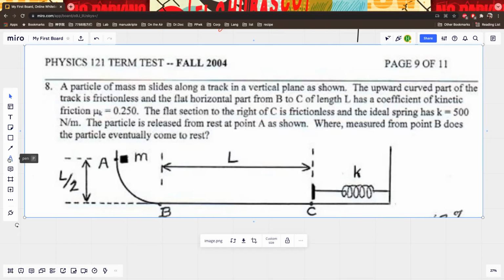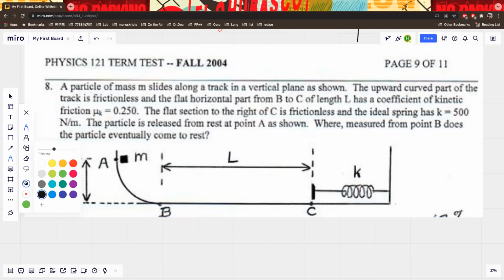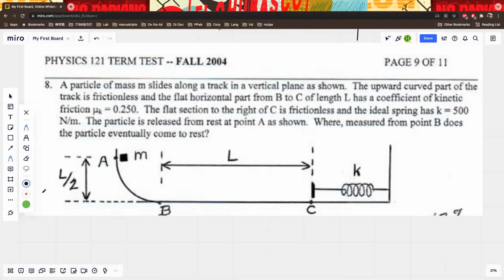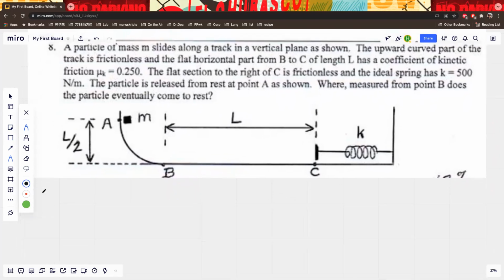I guess let's see. Point A, where? Okay, I see. So I guess we have to start with gravitational to kinetic. Yeah, that's a good idea to start. Should I just do it one section at a time then?